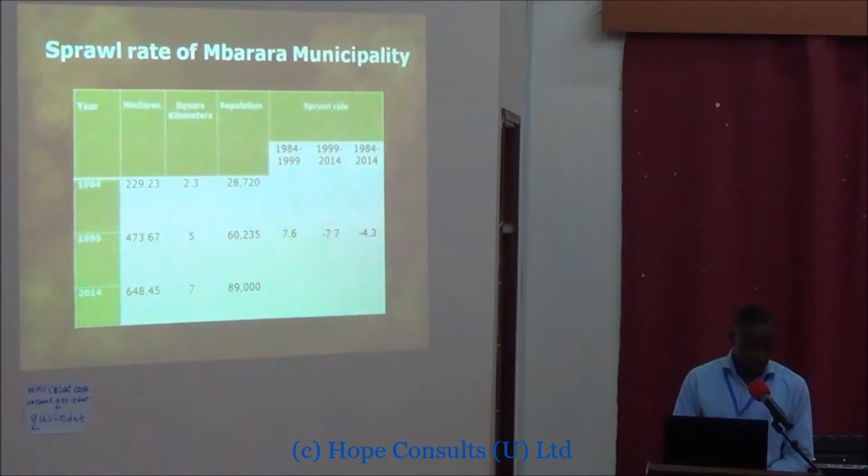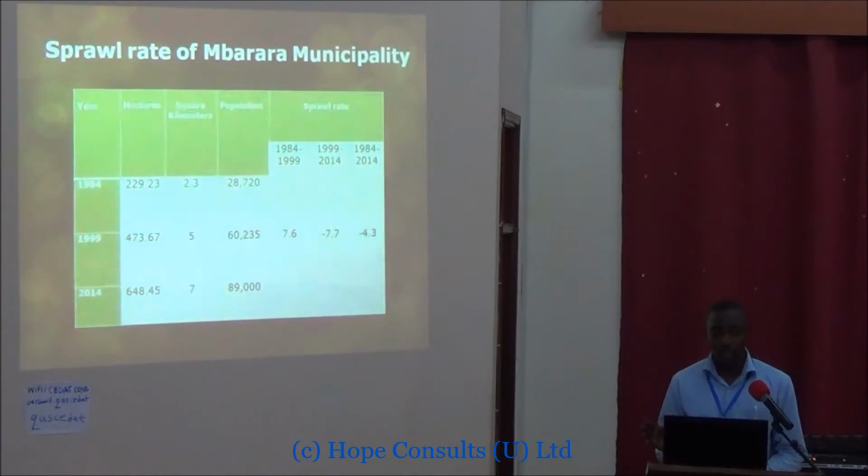From 1984 to 1999, the score was 7.6. The cities in Europe that scored almost that were Portugal and Estonia. Estonia had 6.5. And those are areas that are experiencing sprawl, according to literature. Then the final score, which is negative 4.3, shows that the area scored about the same as cities in Switzerland. Switzerland loses about 12 football pitches to urban sprawl every day, according to OCHA 2012. That is the extent to which sprawl varies.